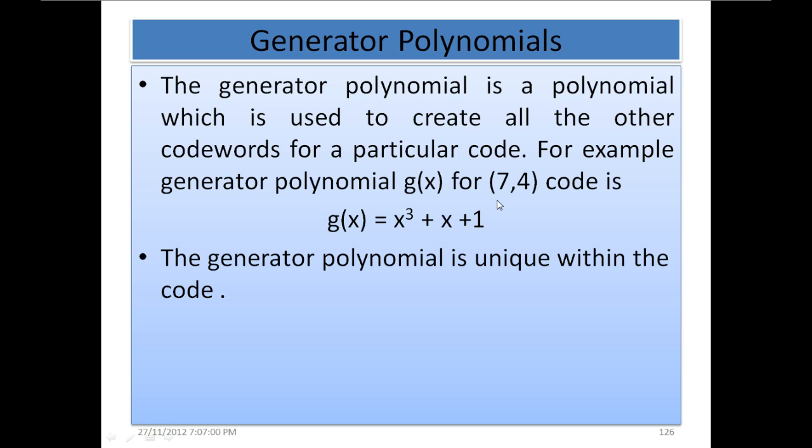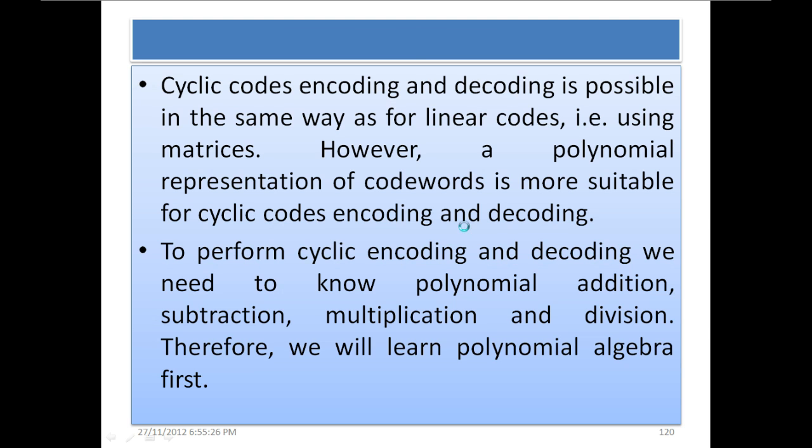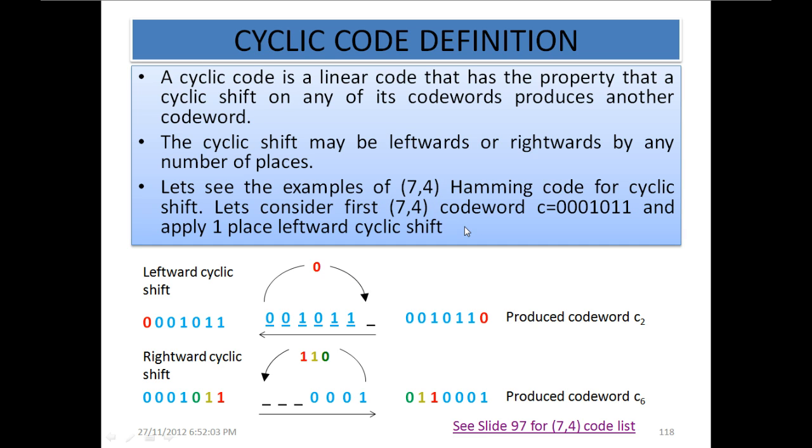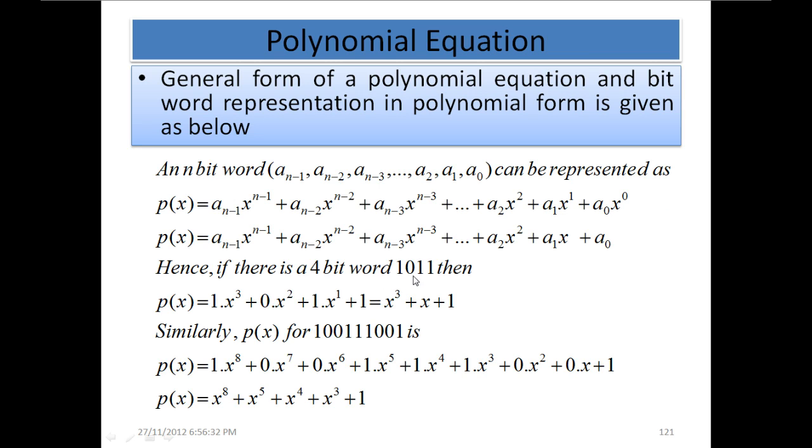The generator polynomial is unique within the code. So this polynomial is unique. As we have seen, this x raised to power 3 plus x plus 1 is nothing but simply 1011. This 1011 is represented as x raised to power 3 plus x plus 1. So this sequence of bits is actually a generator polynomial. We have written this 1011 in polynomial form only.